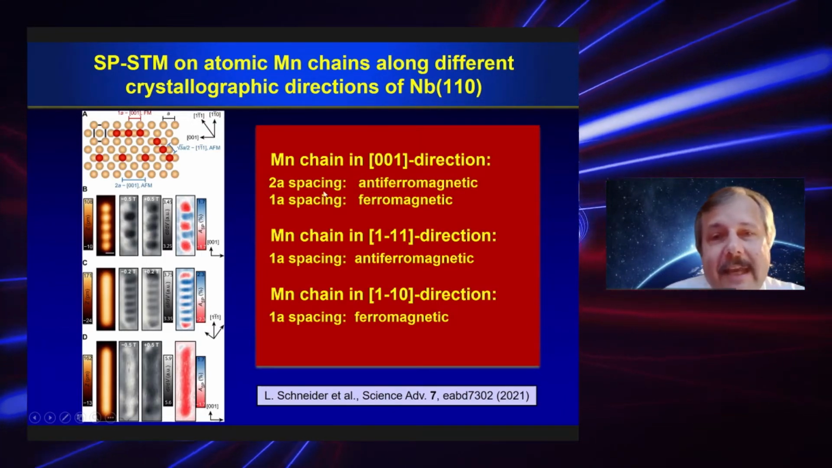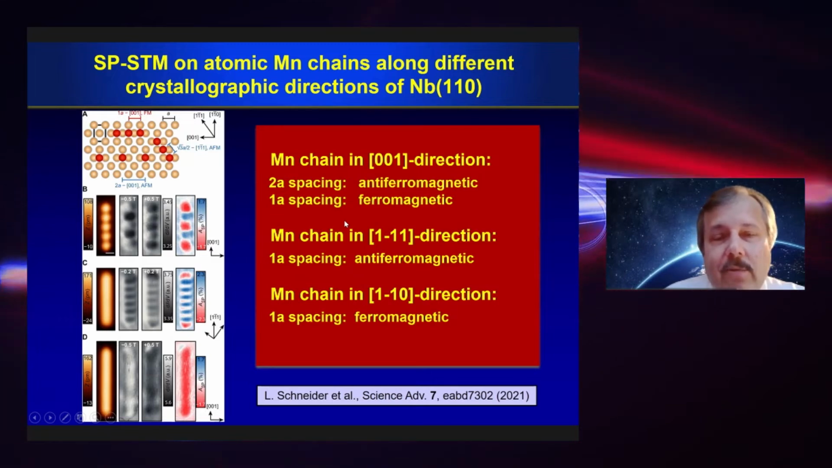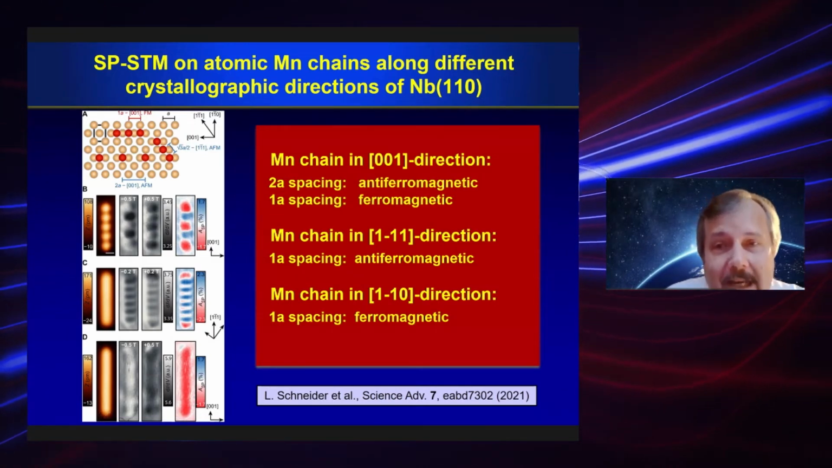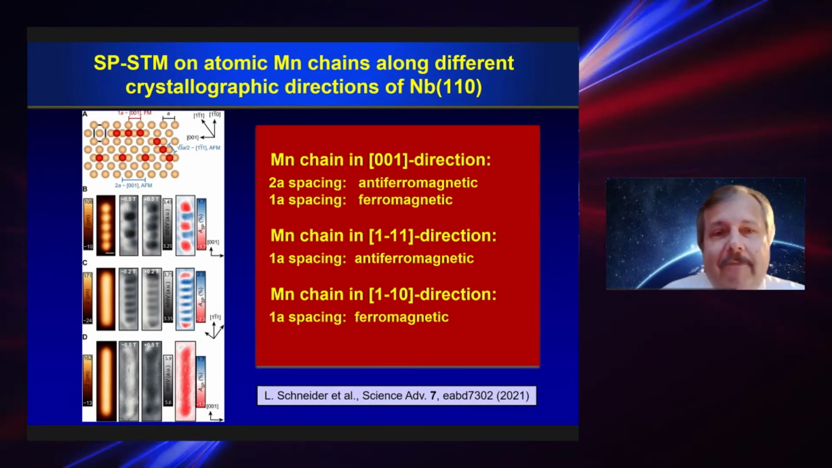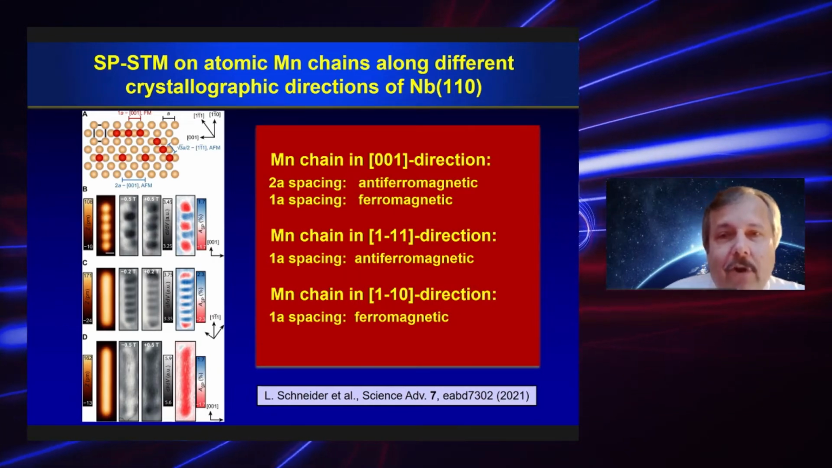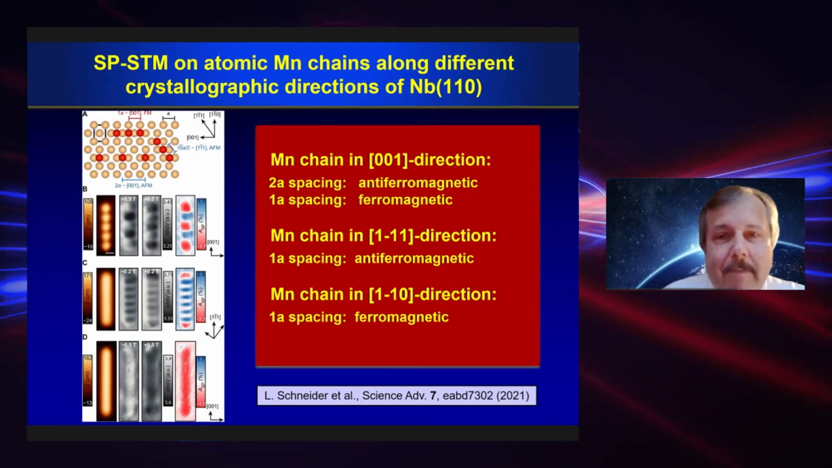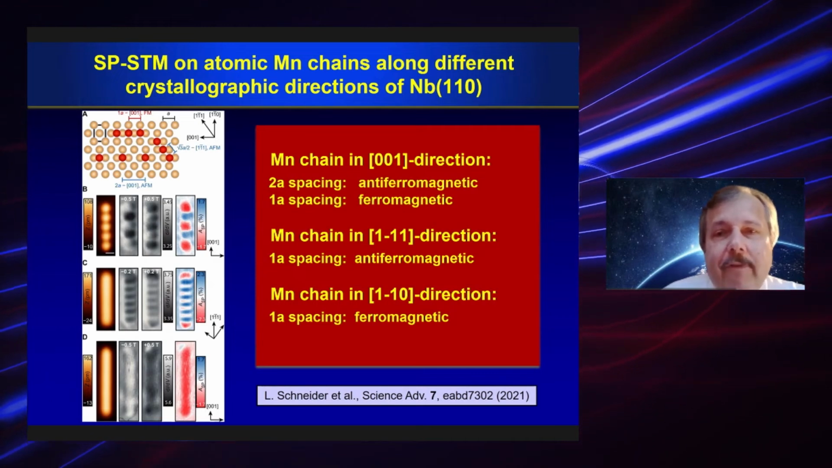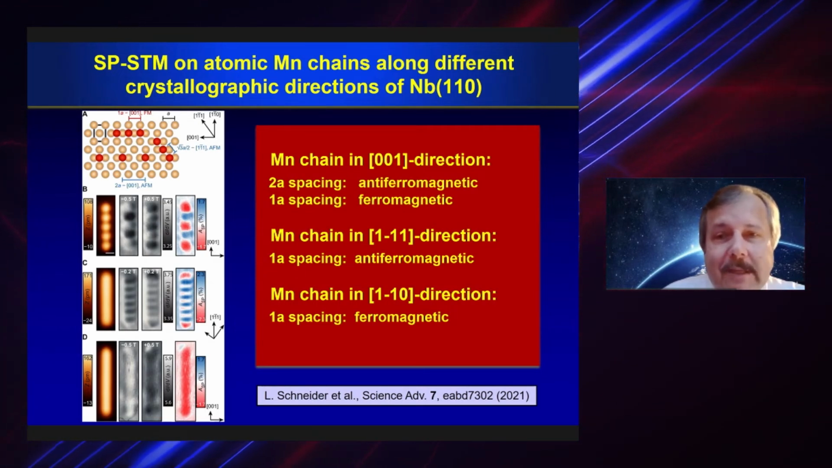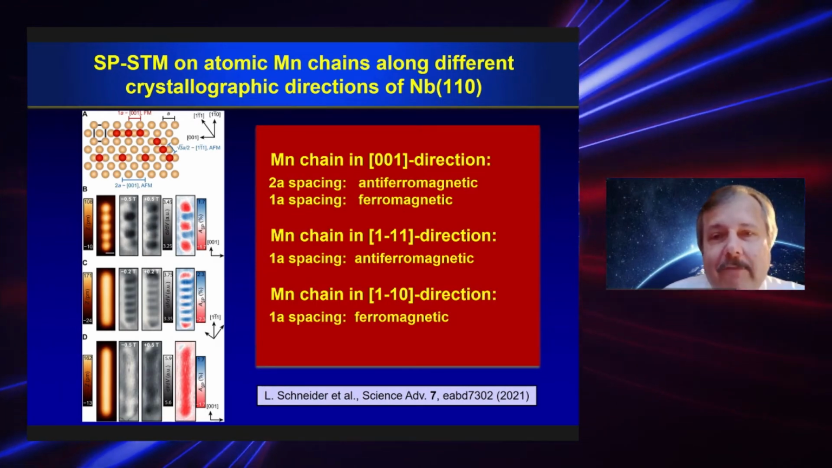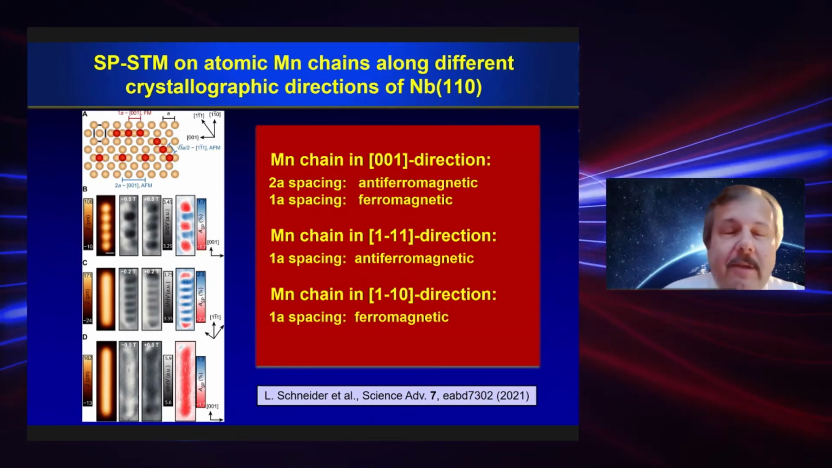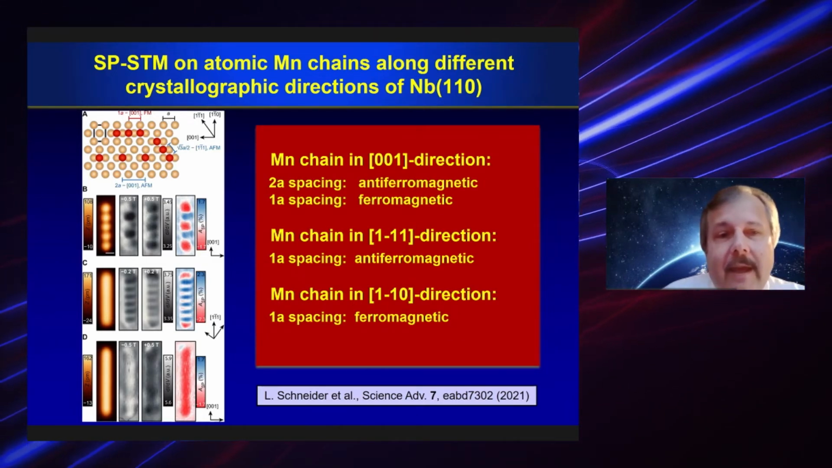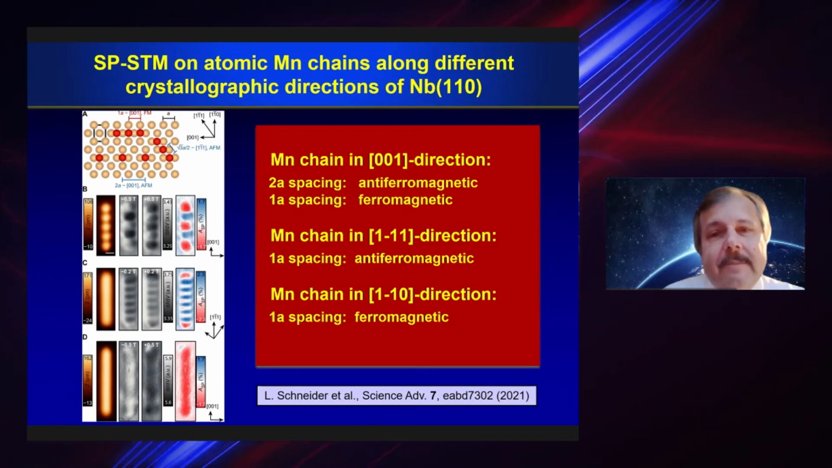As we see, the difference to the iron chains on rhenium is that we have collinear magnetic ground states. These are not spiral states. But in the meantime, theory has shown that even for collinear spin chains, you might be able to observe Majorana physics if you have a sufficient amount of spin-orbit coupling coming from the substrate, from the niobium. So the question is, do we indeed have a sufficient amount of spin-orbit coupling in order to observe Majorana physics?